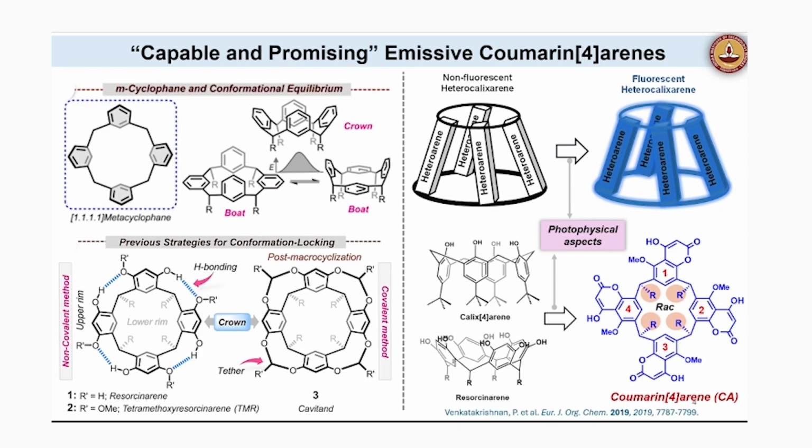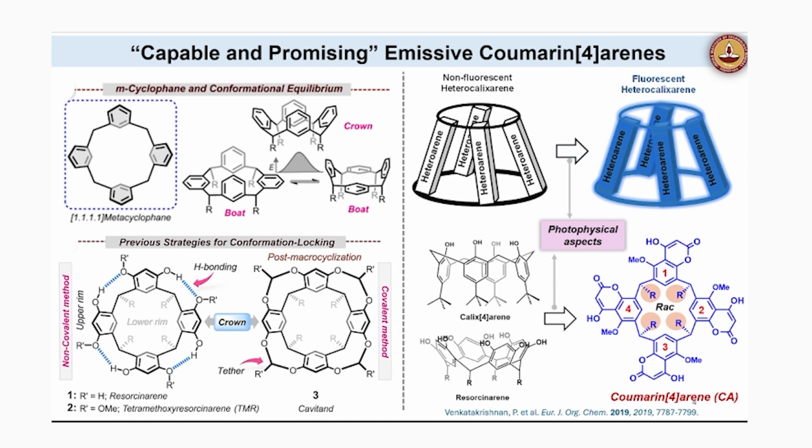This can be broken because it's a weak interaction. It's a hydrogen bond, so it could be broken, and whenever it is broken, it could behave like this. But when you tie it with a covalent linkage, there is no way you can break it. They are always rigid.